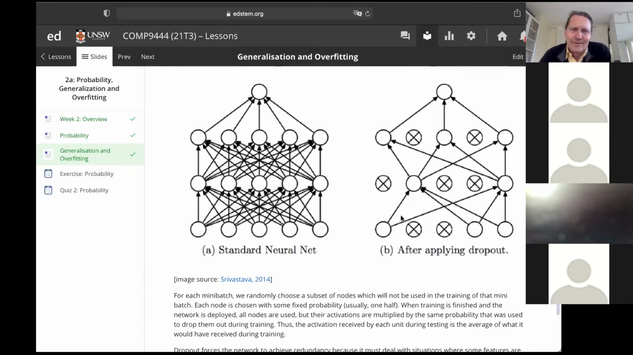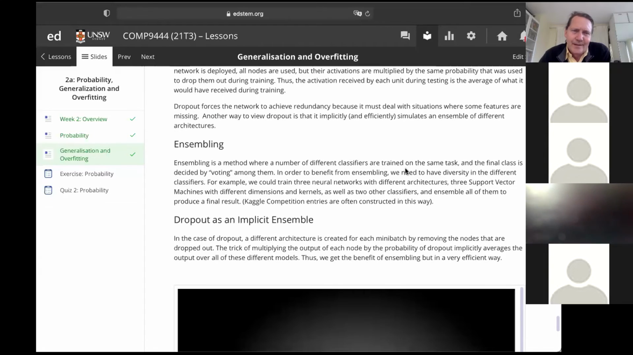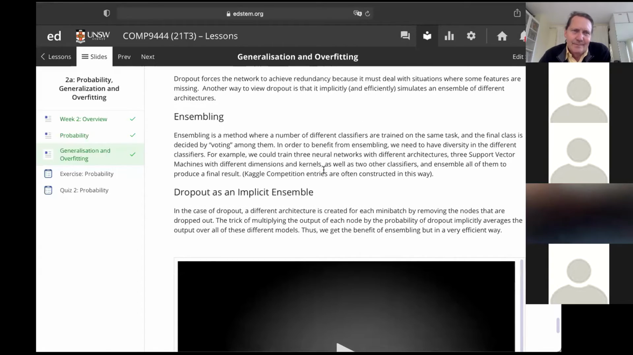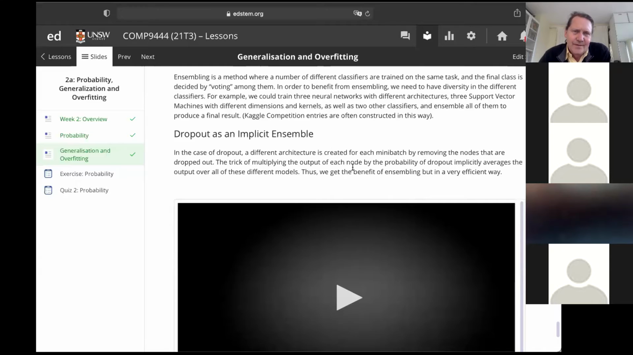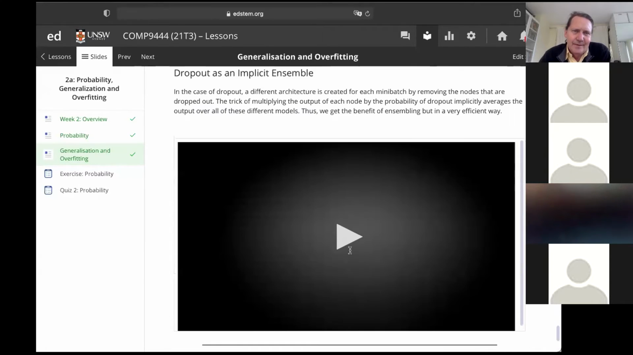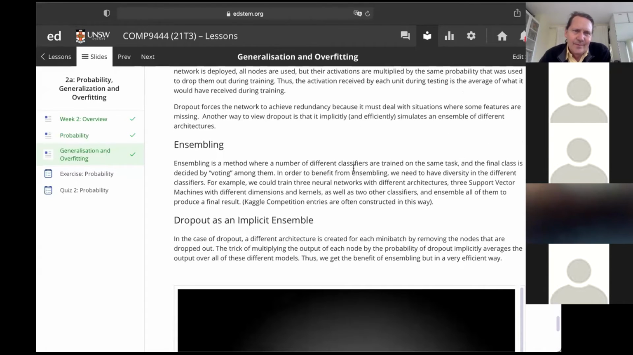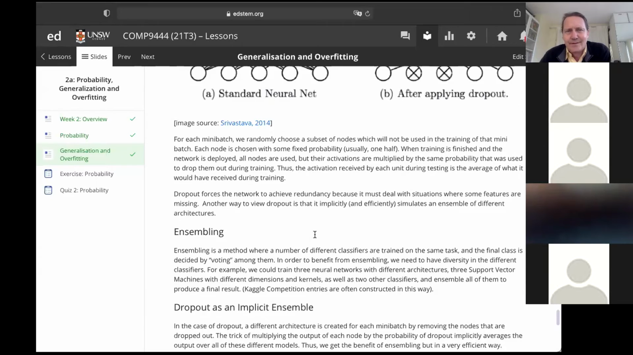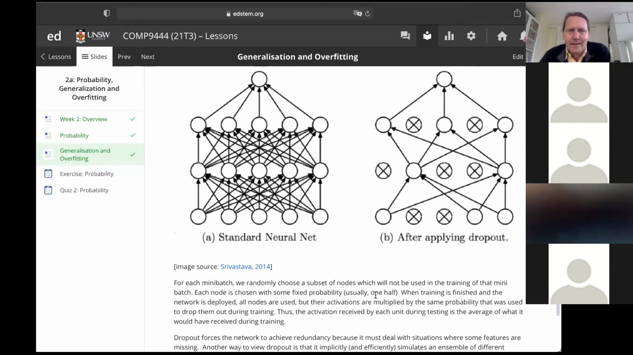So this is just a very clever way of avoiding overfitting for neural networks, and it's been shown that it's equivalent to an implicit ensemble of different architectures.